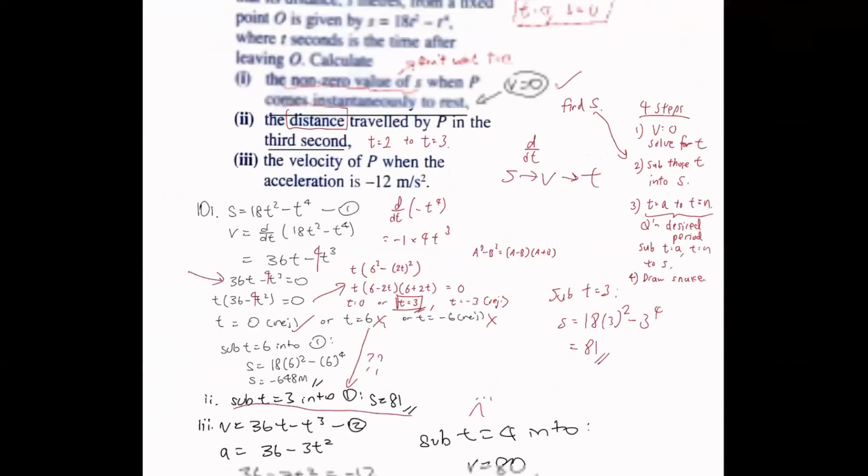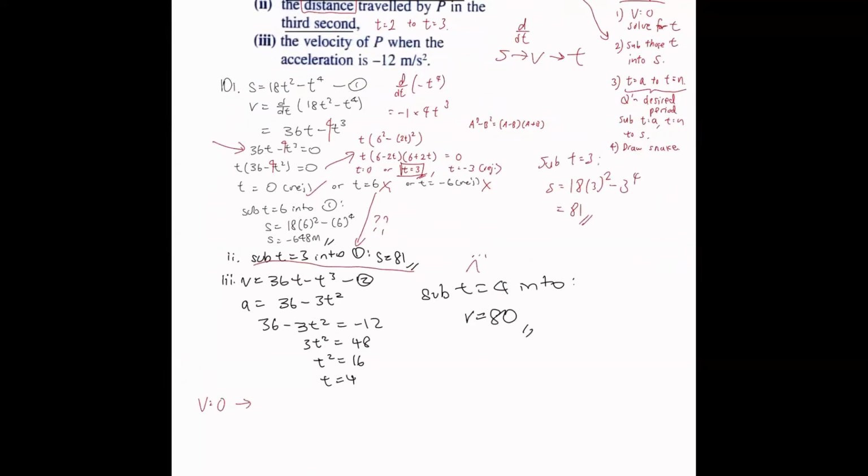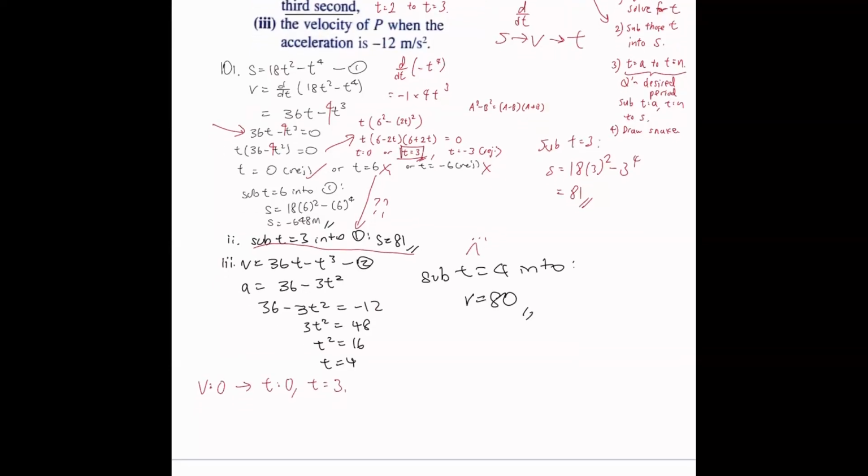So yeah, v equal to 0, we end up with t equals 0, t equals 3, right? And what is the desired time they want? They want, the question from part 2, what they want is distance traveled from t equals 2 to t equals 3, third second. First second will be from t equal to what to what? First second, if they ask first second. T equals, wait, first second. First second. T equals 0 to t equals 1.